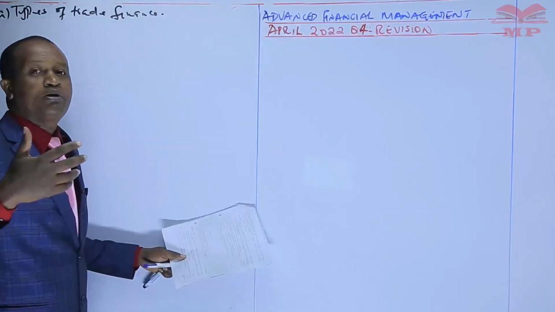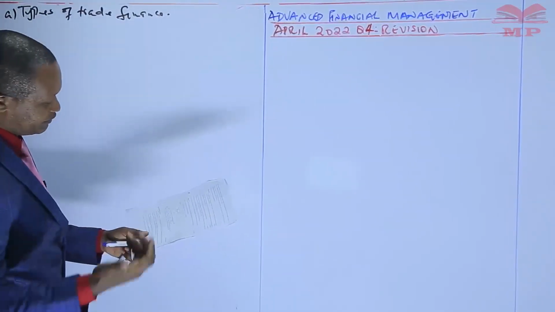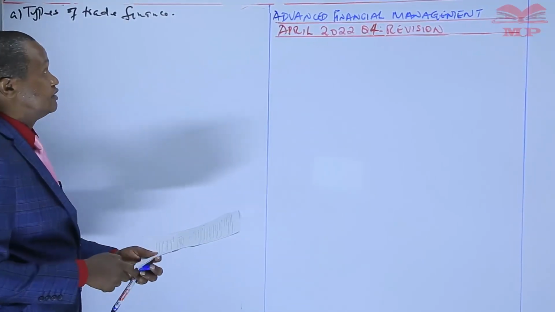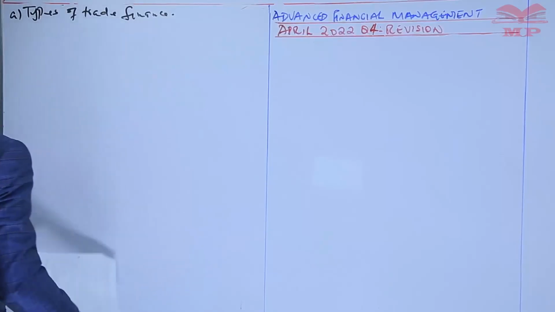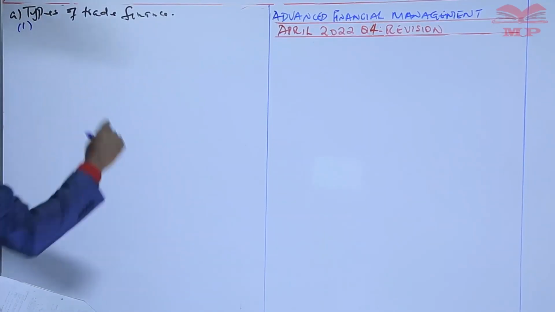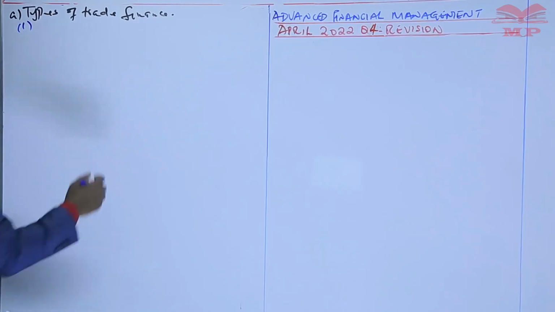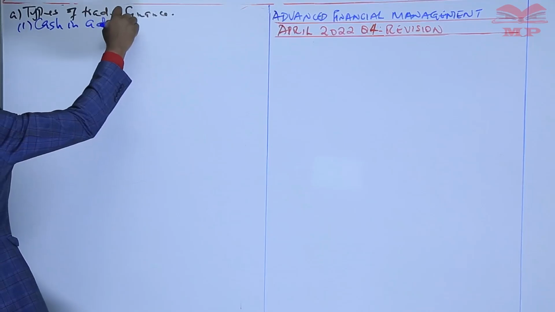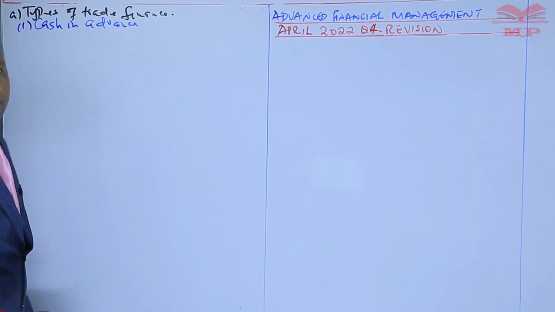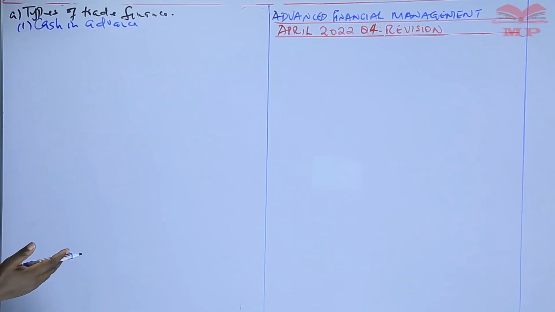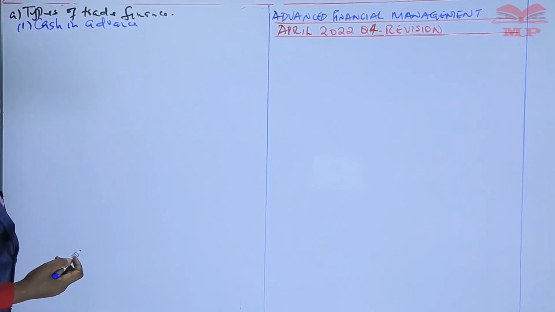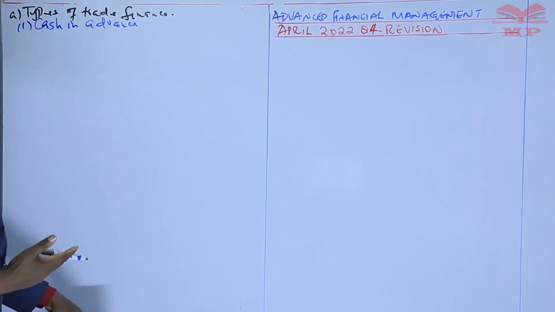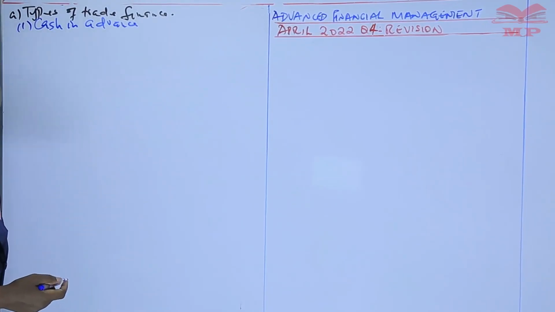So we're going to describe 5 types of trade finance. The first one is the cash in advance. Now, with cash in advance payments, an exporter can avoid credit risk because payment is received before the ownership of goods is transferred.